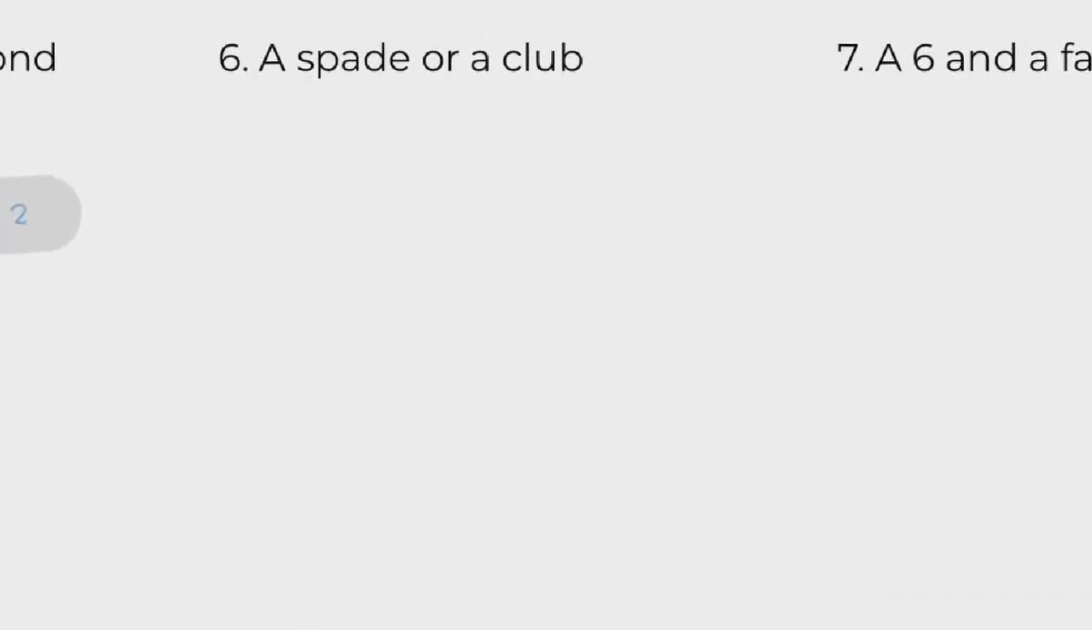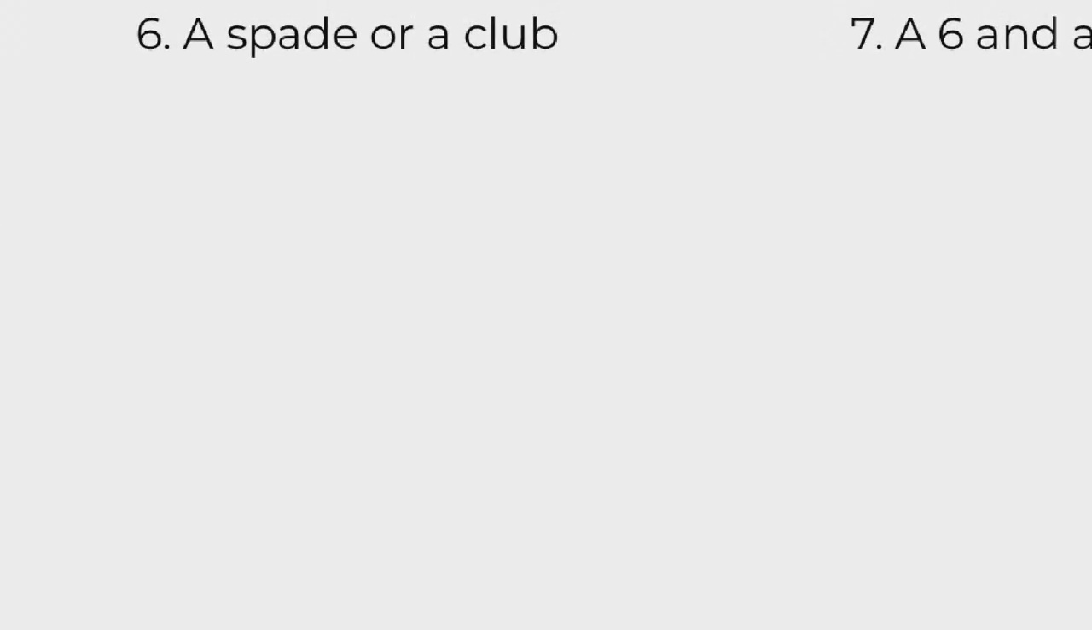Next, we want the card to be a spade or a club. In a deck of 52 cards, there are 13 spades. And the word "or" means we're going to add. In a deck of cards, there are 13 clubs. So 13 over 52 plus 13 over 52 is 26 over 52, which is 0.5.